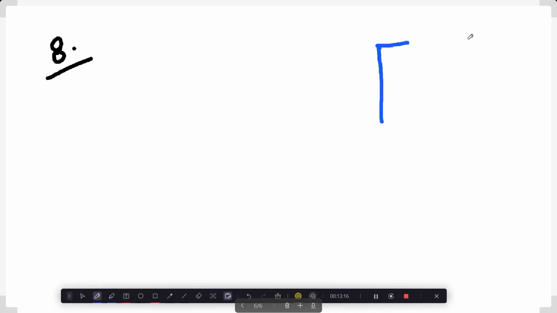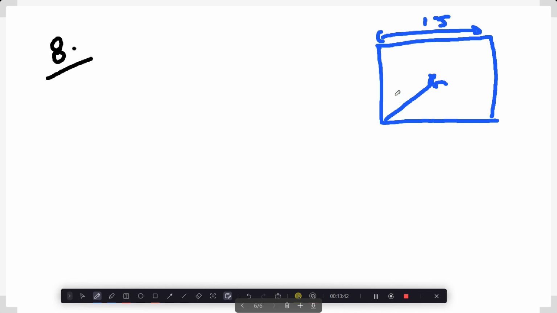Okay. Let's move on to the next question, which is question number 8. Let me use a different color just to make things a little nicer. So this is a square. A horse is tied over here. The length of the rope with which the horse is tied is 5 meter, right? Side of the square is 15 meter, right? This is 5 meter. Question is the area of that part of the field in which the horse can graze.